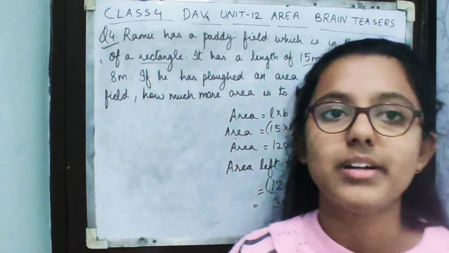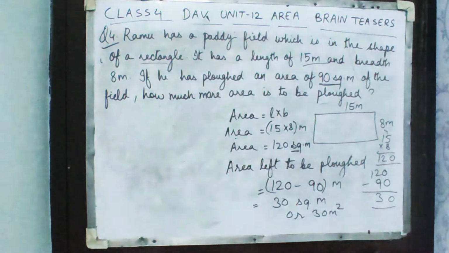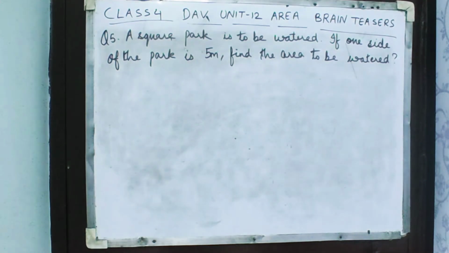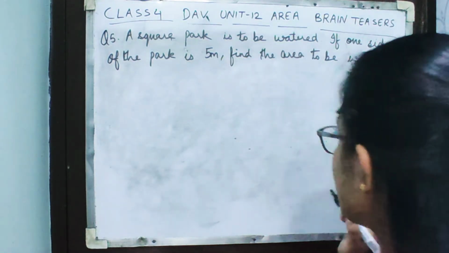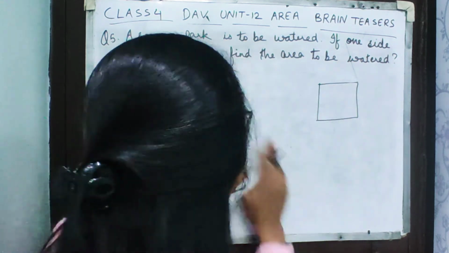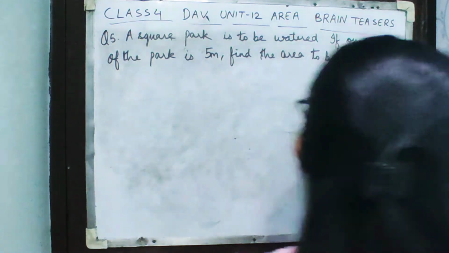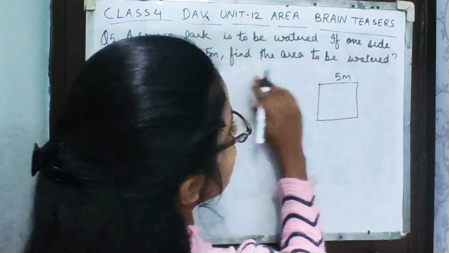Okay, we have completed with our fourth question. Now let's move on to our next one. Now our fifth question is, a square park is to be watered. Okay, so a park is there in the shape of a square, is to be watered. If one side of the park is 5 meters, so one side is what? 5 meters. Find the area.